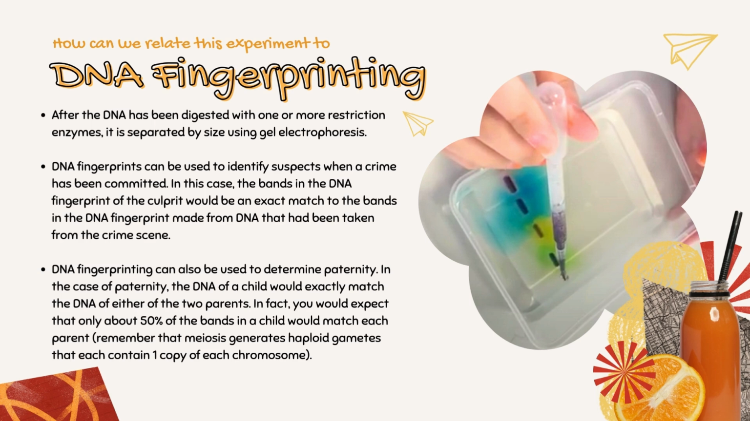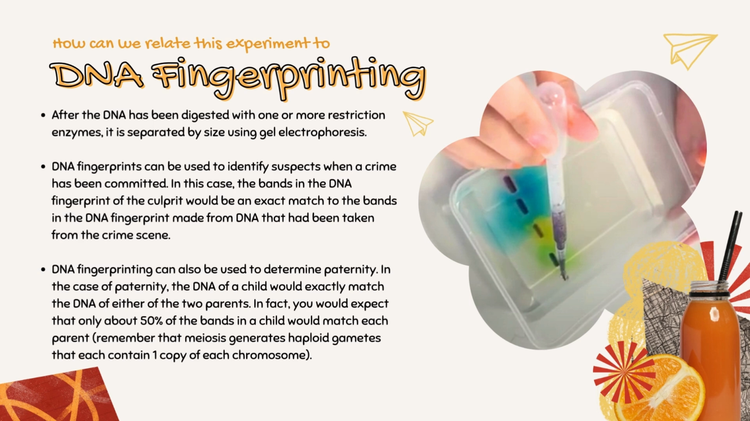In the case of paternity, the DNA of a child would match the DNA of either of the two parents. In fact, you would expect that only about 50% of the bands in a child would match either parent. This is because meiosis generates haploid gametes that each contain one copy of each chromosome.